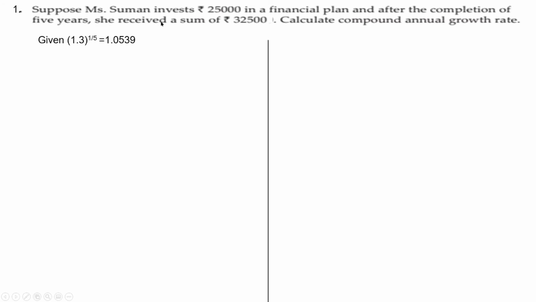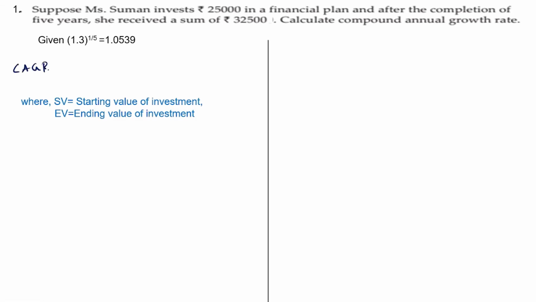Suppose Ms. Suman invests rupees 25,000 in a financial plan, and after the completion of 5 years, she receives a sum of rupees 32,500. Calculate the compound annual growth rate. So here the starting value of investment is rupees 25,000 and the ending value of investment is rupees 32,500. The period for which the investment was made is 5 years. We have to find the compound annual growth rate. So first let us write the formula.